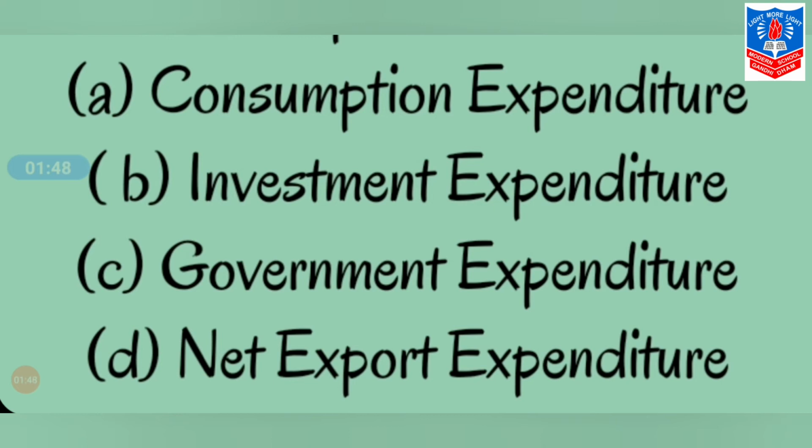Consumption expenditure, investment expenditure, administrative expenditure, etc. These are different types of expenditure which are done by the central government, state government and local bodies. Last, net export expenditure, that is export minus import. It refers to the difference between exports and imports of a country during a period of one year.